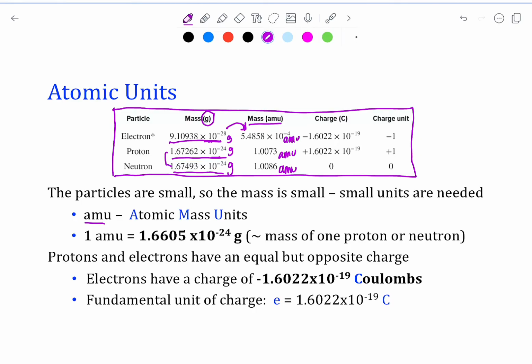Because when we're working with electrons and protons, we can't split them up. An electron is just an electron, it's not made up of anything else. So what we can do is assign it a charge unit and say that one electron has a -1 charge. And the same goes for protons, which have a +1 charge.